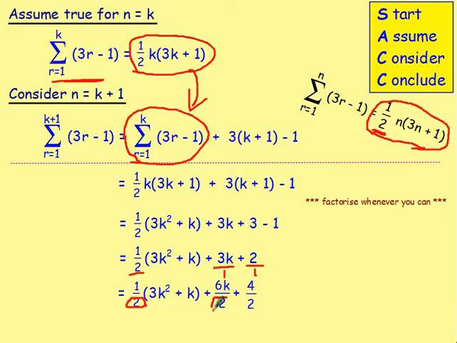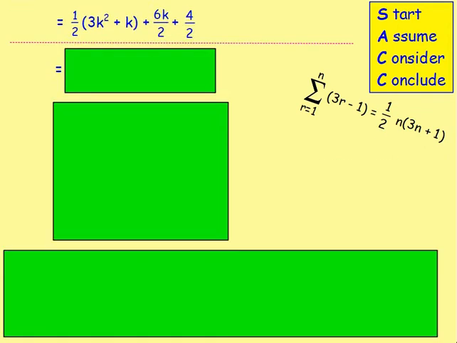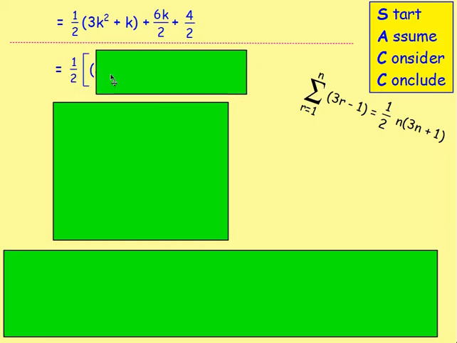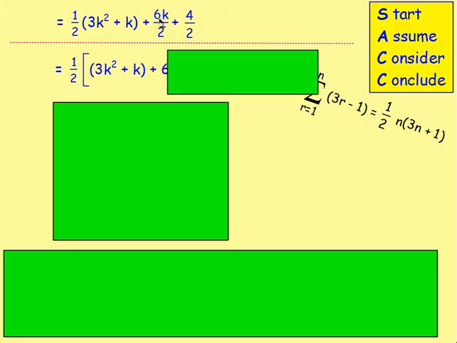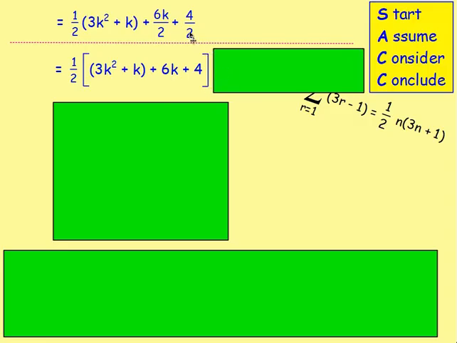The whole point in doing that is you can see here you've got a half. You can see here as well, you've got a half, and you can see here you have a half, which means then you can take them out as a common factor. So if you take out the halves as a common factor, you will have a half, and then put in big square brackets. I've still got this 3k squared plus k. I've still got that 6k, I'm just taking out that divide by 2. And I've still got this 4. Again, I'm still taking out that divide by 2, taking out the half. So that is where we are next.